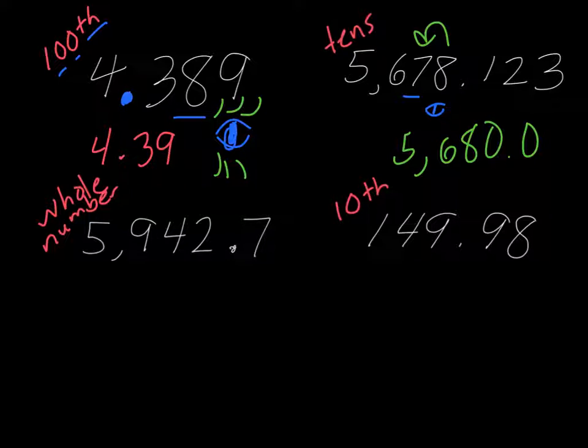Notice everything to the left of the tens place stayed the same. The 5 and the 6 stay the same. Everything to the right of the 7 becomes a 0 once we round.